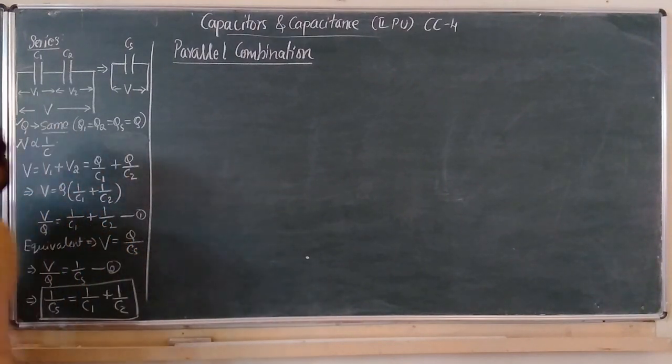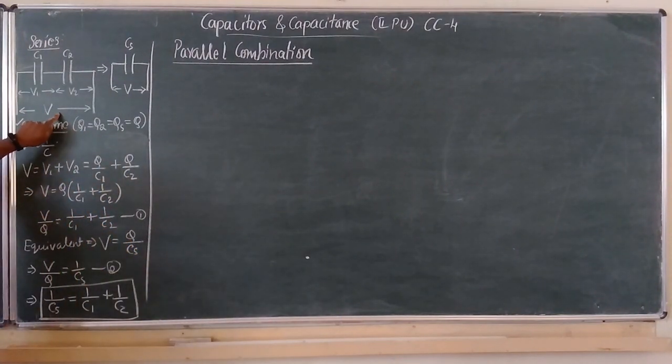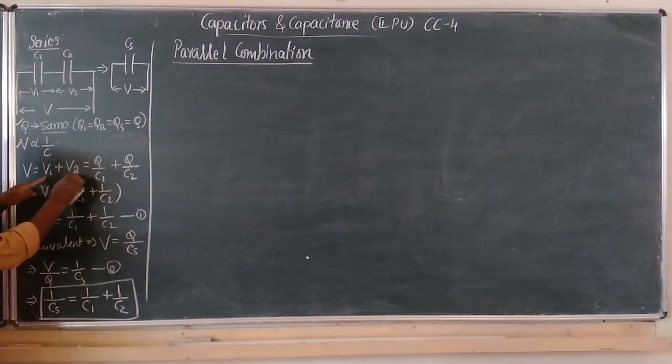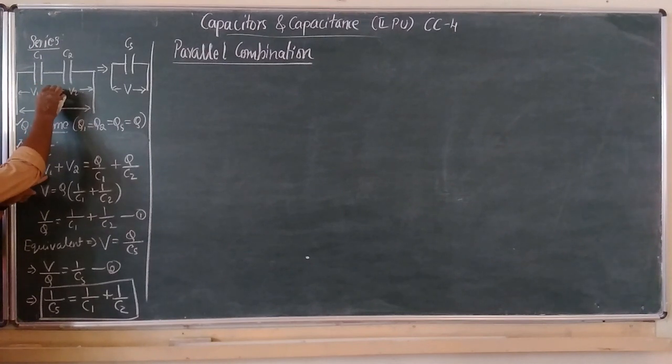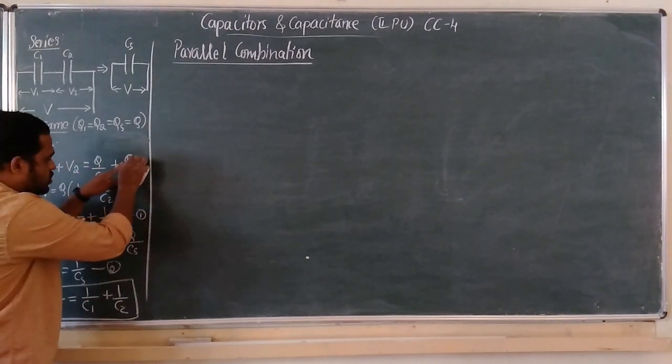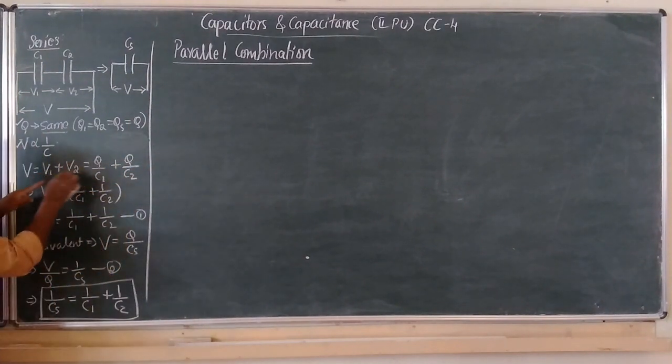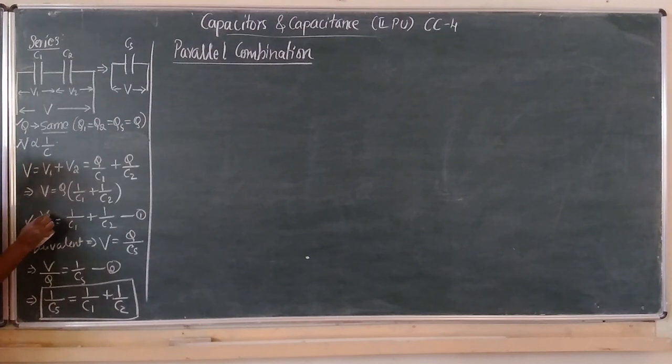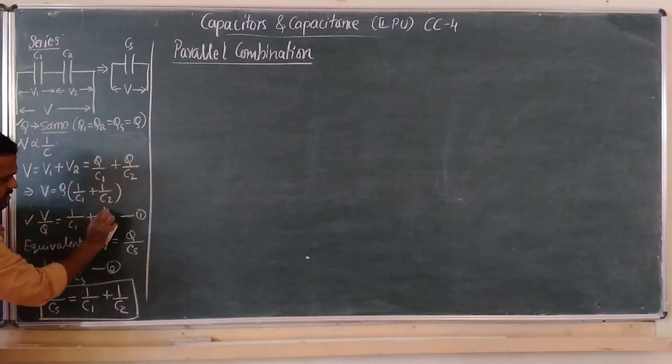Next, in this circuit, the applied voltage is V. It gets divided into 2 parts. Therefore, we can write V is equal to V1 plus V2. V1 is the potential difference across the first capacitor, which is given by Q divided by C1. Here Q is the same, therefore not Q1 or Q2. It is simply Q divided by C1. For the next capacitor, Q divided by C2. So these are the expressions for V1 and V2. We substitute the values. On simplification, we get V divided by Q is equal to 1 by C1 plus 1 by C2.